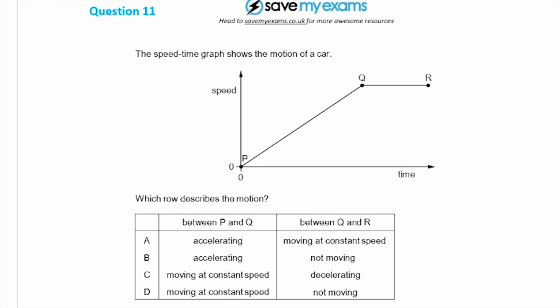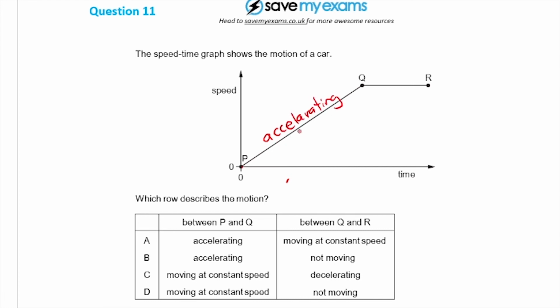The speed time graph below shows the motion of the car. Okay, which row describes the motion? Of course, speed time graph is right there. The gradient of a speed time graph is going to give us acceleration. Here we consider that this is a car that is accelerating.